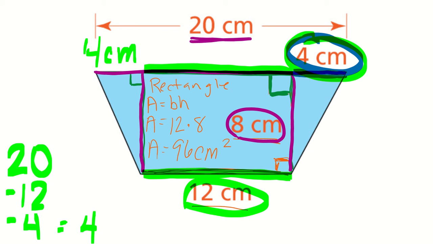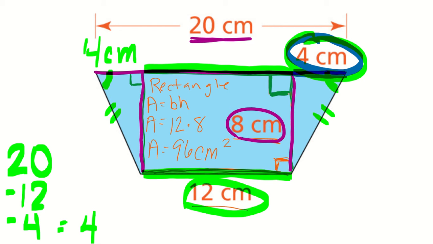Now remember, we talked about this in the past. That means that this is a regular trapezoid. It means that this angle here is going to be the same measurement as this angle here, and this side here is going to be equal to this side here. It's not always going to be the case with trapezoids, so you don't want to just assume. You want to check your math.